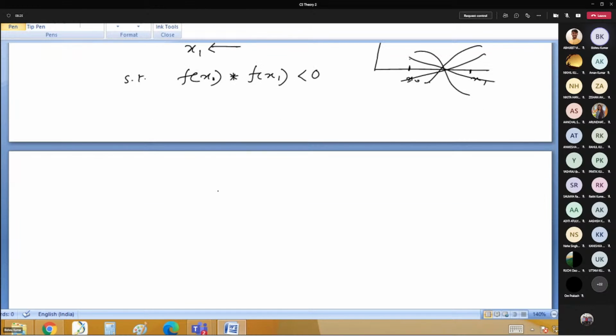Now in the bisection method, simply after getting the 2 points, we are calculating the middle point. The middle point is (x0 plus x1) by 2. Other than the middle point, what we will do here, you just nicely watch.